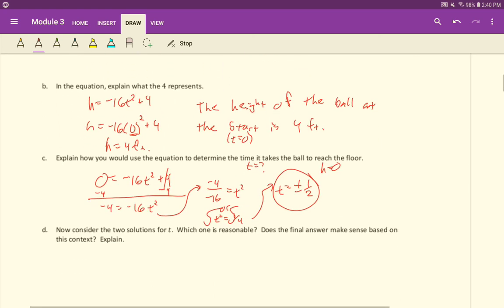Now, consider the two solutions for t, letter D says. Which one is reasonable? So you tell me, think about it. Which one of these answers is reasonable? Positive 1/2? Negative 1/2? Does the final answer make sense based on this context? So, which one's reasonable? Okay, the answer is t equals 1/2 seconds is reasonable.